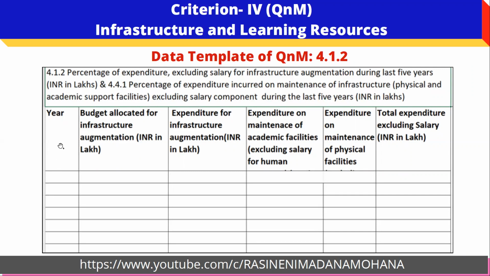4.4.1 we will discuss separately again. So here, first year 21-22: budget allocated for infrastructure augmentation, then expenditure for infrastructure augmentation, that is budget allocated and spent. Then these columns are related to 4.4.1: expenditure on maintenance of academic facilities excluding salary, and expenditure on maintenance of physical facilities excluding salary. These two columns relate to 4.4.1. Then total expenditure excluding salary. Okay, now this is the data template. The common data template needs to be filled and can be uploaded in both metrics, the same data template.